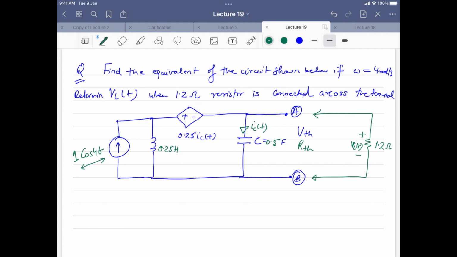Yes, students, anyone? It's a very simple question, I guess. So once I solve it, then you will realize it actually. So VTH, VTH is how much? J? No, it's not J.